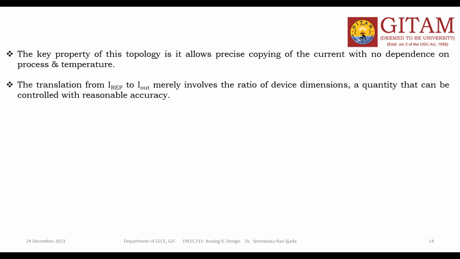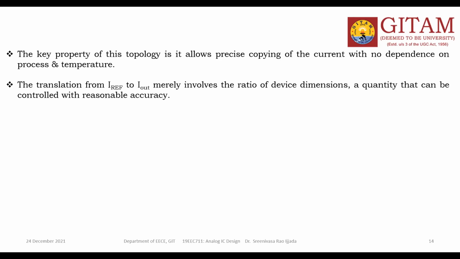I reference to the I out translation. The current should be copied from reference to the I out; the same current should flow. So it merely involves the ratio of device dimensions. I out is equal to I reference multiplied by W by L of 2 over W by L of 1. You can simplify this further, because for a technology L is the same, so you can cancel the L and L, and you will get W2 by W1. Am I correct? Further simplified like that.